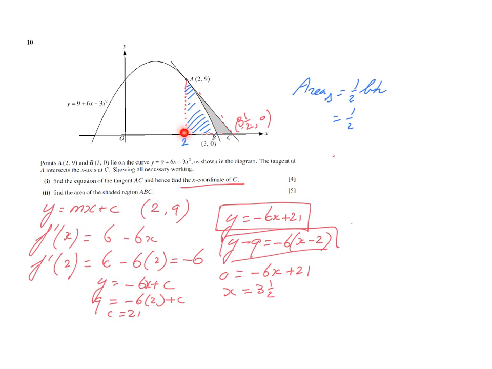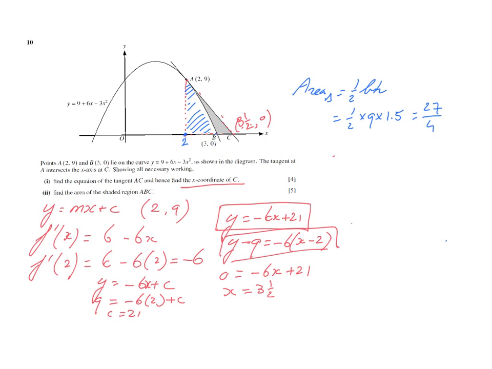So what is the height? It goes from 0 to 9. And what is the base? It goes from 2 to 3.5. So that's 1.5. So 9 times 1.5. I'm going to grab my calculator now. 9 times 1.5 equals, divided by 2 is 27 over 4. Excellent. So that is the area of that entire triangle.